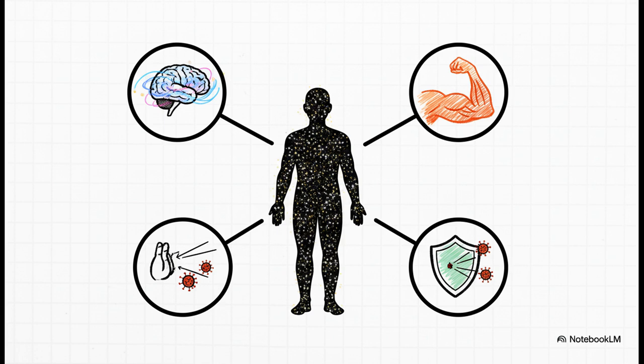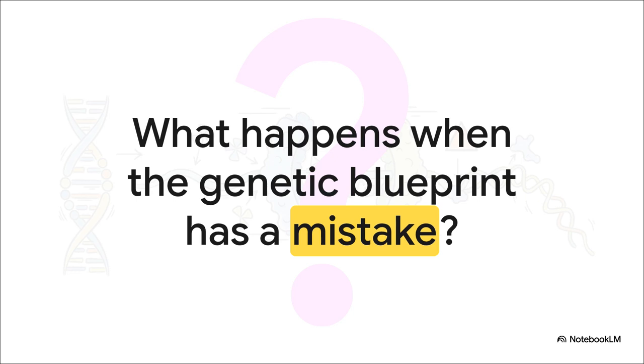It's staggering. The precision is just, it's breathtaking, right? But it all hinges on one thing, a perfect blueprint. So it leaves you with a really big question. What happens when there's a mistake? A typo in the genetic code? What happens when the factory gets the wrong instructions? That's a thought to chew on.